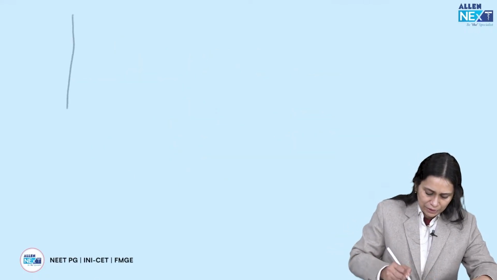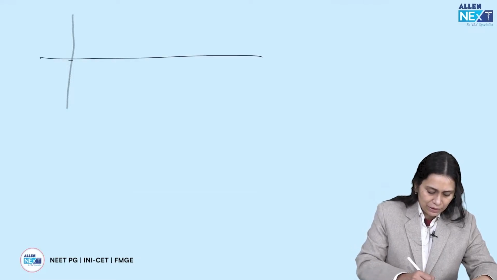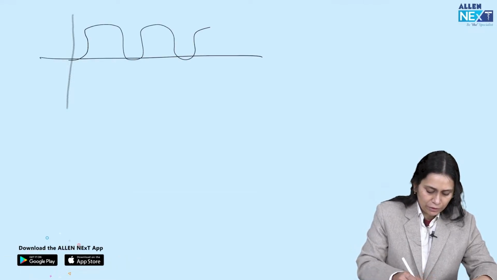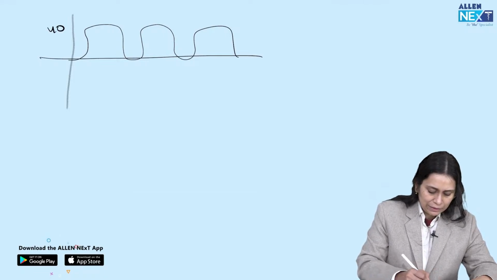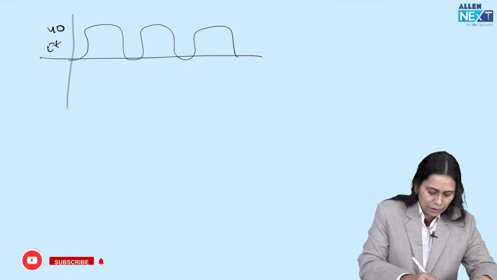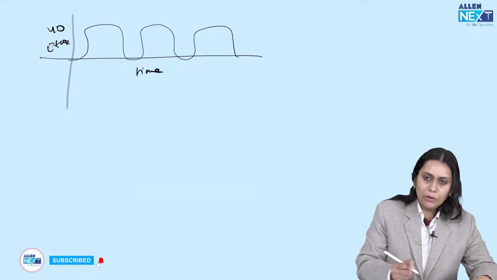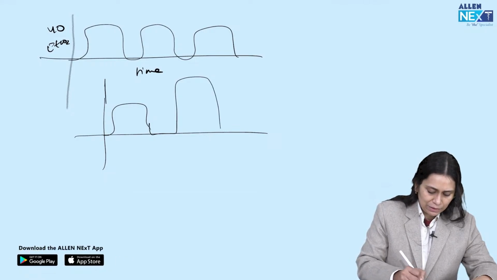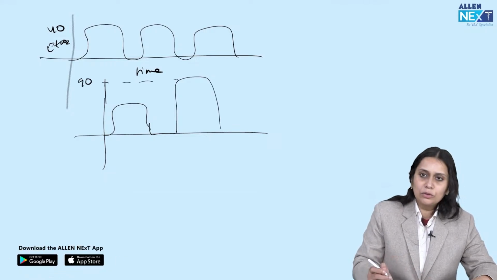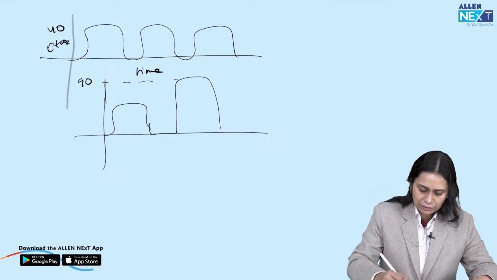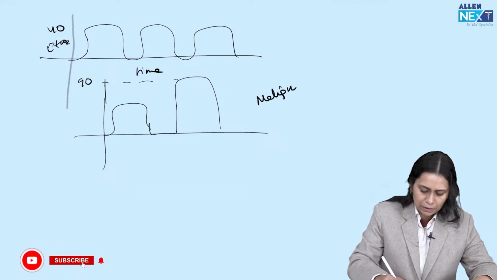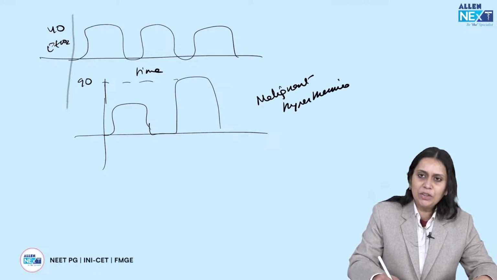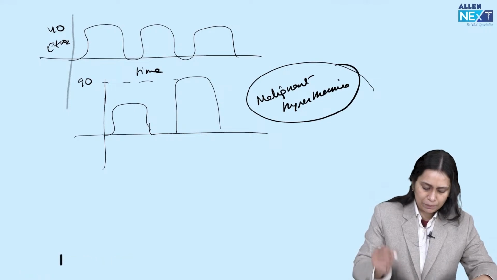So if this is 40, 40, 40, let's say this is a normal EtCO2 graph against time. Now, what happens if there is a sudden rise in CO2, from 40 it becomes, let's say, 90? CO2 production in the body has increased. This can be malignant hyperthermia. So doubling, tripling of CO2, answer is malignant hyperthermia.